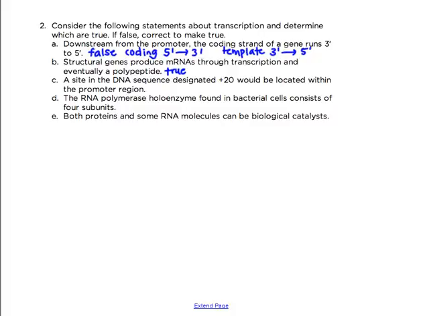Statement C. A site in the DNA sequence designated +20 would be located within the promoter region. Now this is false because of the +20. So remember that promoters are actually upstream of the coding sequence. And the coding region starts at +1. So anything that is upstream of this coding sequence +1 would actually be negative. So I'm going to write that as negative, and that the coding sequence starts at +1.